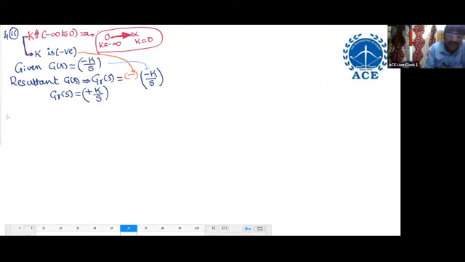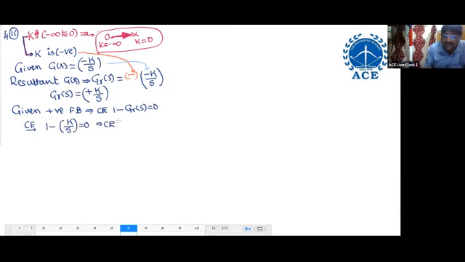Now the characteristic equation. Given positive feedback, the characteristic equation is 1 minus G_R of s equal to 0. What is G_R of s? 1 minus K by s equal to 0. So the characteristic equation is s minus K equal to 0.